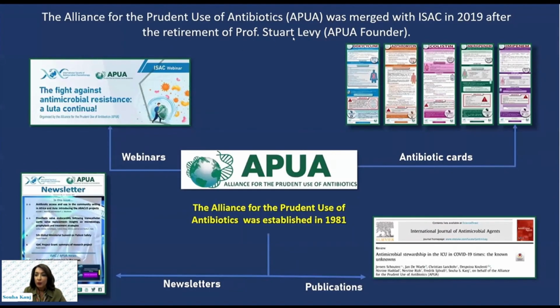The Alliance for the Prudent Use of Antibiotics, or APUA, was acquired by ISAC in 2019 after the retirement of its founder, the late Professor Stuart Levy. As you see, APUA has been very active on many fronts. We have developed several webinars and periodic newsletters on very important topics of infectious diseases. Other examples of APUA activities include the antibiotic cards that have been developed, and position papers by APUA board members on important topics in antimicrobial use and antimicrobial stewardship.